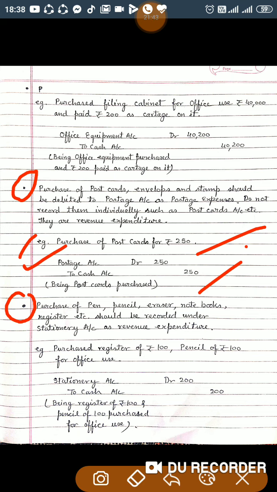Suppose I am giving you an example: purchased a register of rupees 100, pencil of rupees 100 for office use, so it will be recorded under stationery account. Stationery account is an expense, increase in expense should be debited, so stationery account will be debited with 200. And at the same time, we are making payment of rupees 200, cash balance as an asset is decreasing in the business, so decrease in asset should be credited. So the journal entry will be stationery account debited to cash account, being register of rupees 100 and pencil of rupees 100 purchased for office use.